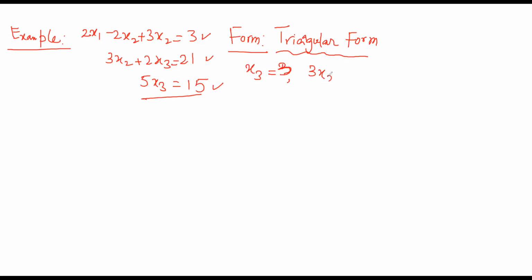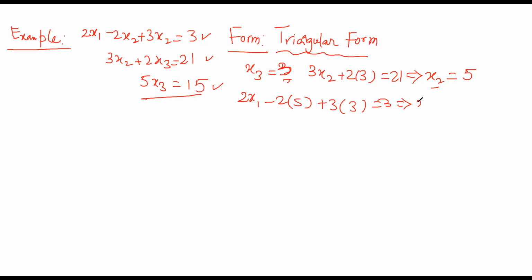So it will be 3x2 plus 2 into 3 is equal to 21. Which will give us the value of x2 equal to 21 minus 6, it will be 15 by 3 is 5. So x2 will be equal to 5. And then using these two values, we will back substitute into the first equation.